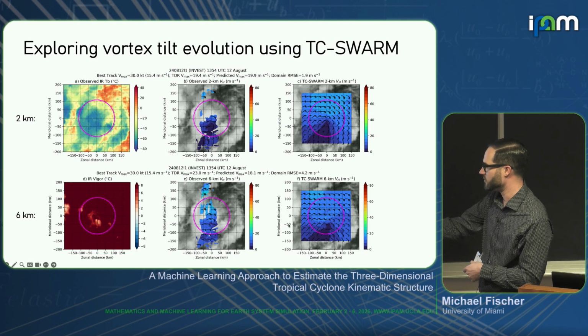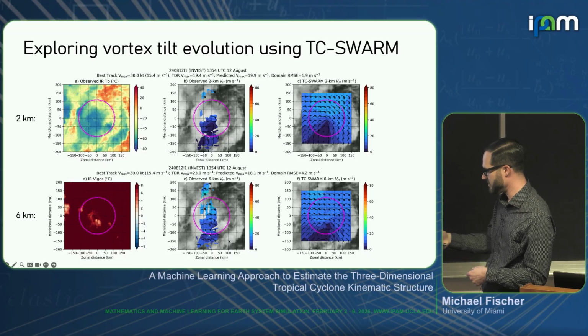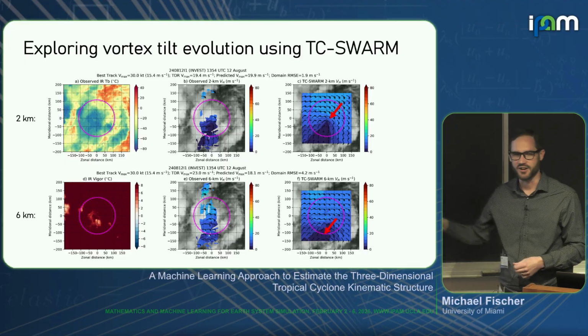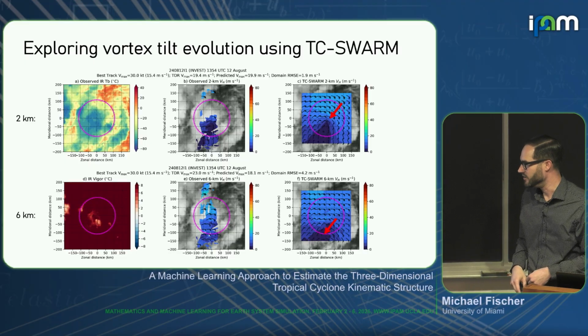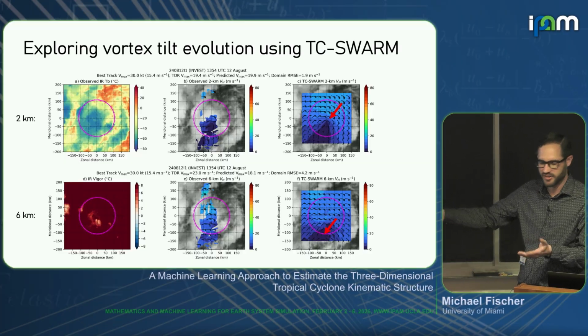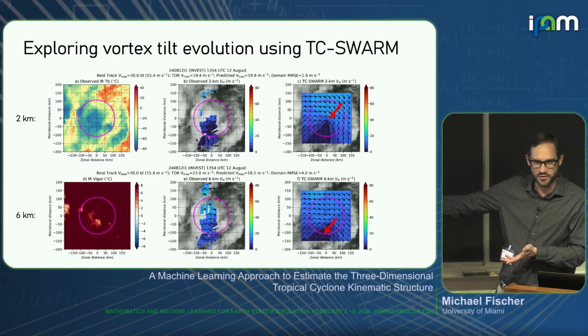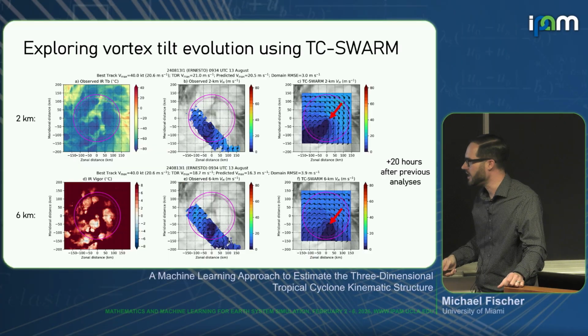The bottom row shows you the prediction at a height of 6 kilometers, in the mid-troposphere. There's a really misaligned vortex in this case, where the mid-level center is about 150 kilometers south of the low-level center, and the machine learning model reflected that. So you could say, okay, what if we go forward in time? This case actually aligned with time. Do we see the machine learning model capture this?